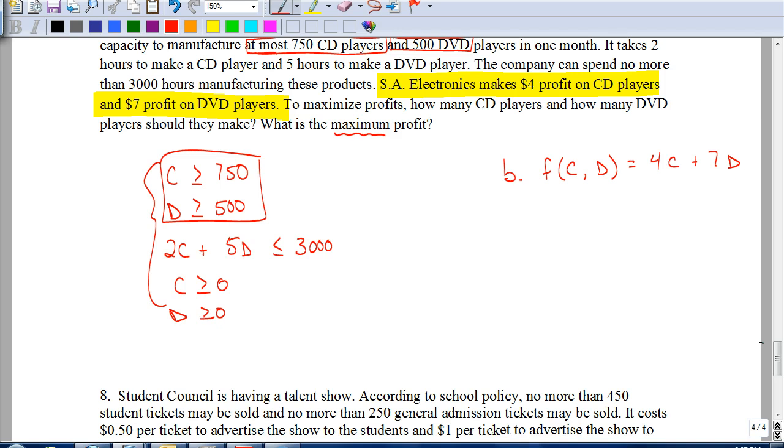So hopefully this helps with how to set up these inequalities. And in the next video, you're going to see how this all comes together.